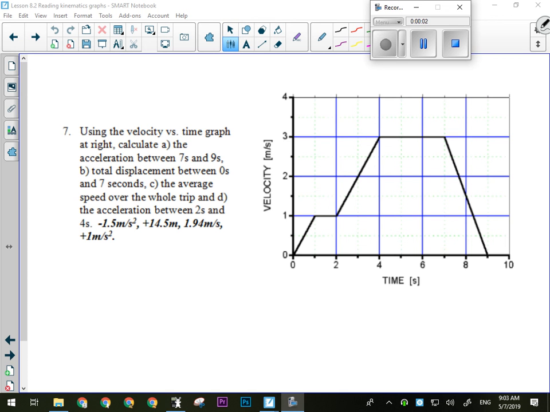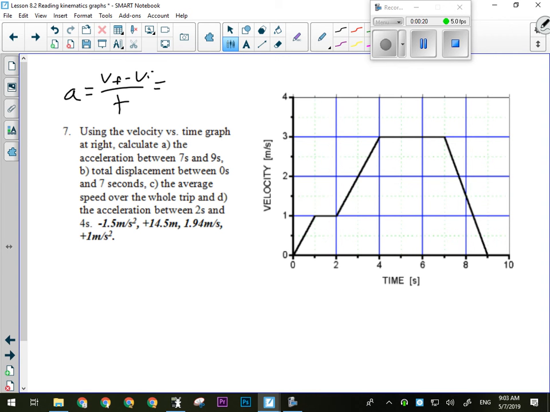All right, so the first part of this one is asking us to calculate the acceleration between 7 and 9 seconds. We calculate acceleration by going vf minus vi over t, unless we can calculate slope using y equals mx plus b. We can't do that because this isn't one single linear graph, so we're going to use this formula instead.